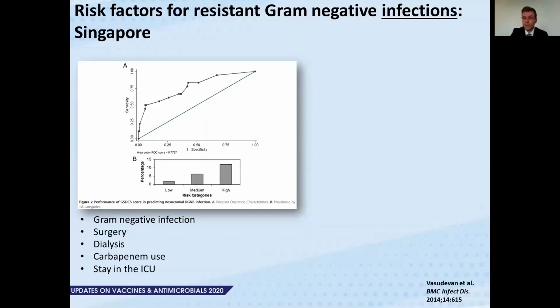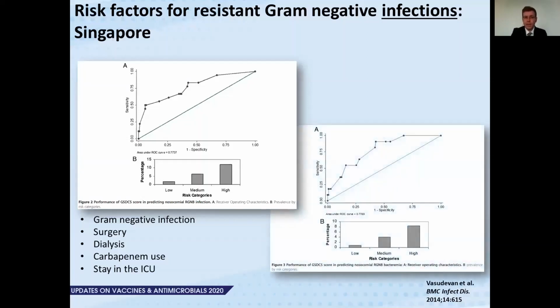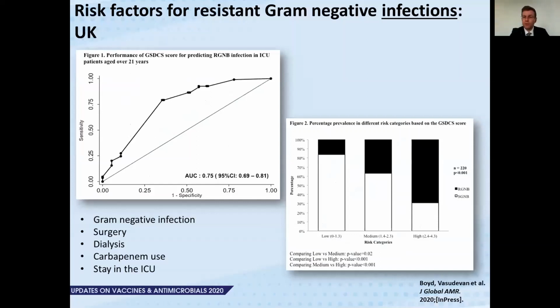We felt the need to validate Paul Tambyah's Singaporean scoring system in our UK setting. As you can see, the area under the curve in Singapore is very good, with a ROC of 0.77, really good. And when we transpose the Singaporean scoring system, which is a different setting to the UK, to our London setting, we find almost exactly the same data.